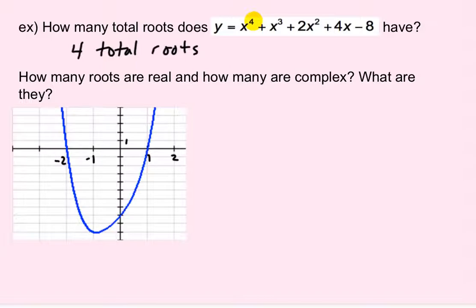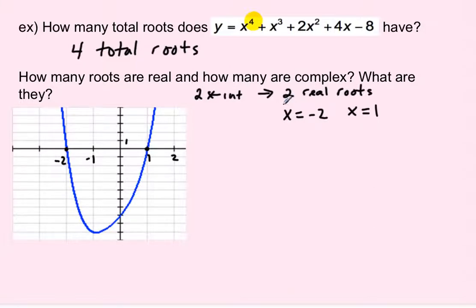So when I look at my graph, I see 2 x-intercepts. So that means 2 x-intercepts implies that I have 2 real roots. Both of those roots, I see that the function goes straight through. So each of those roots only has multiplicity 1. So my 2 real roots are x equals -2 and x equals +1. And I see those are the x-intercept values.